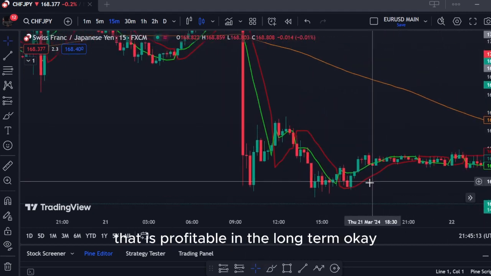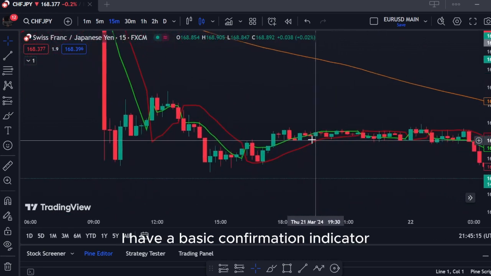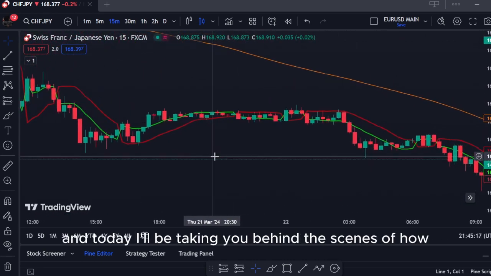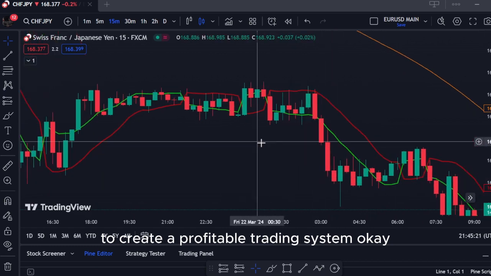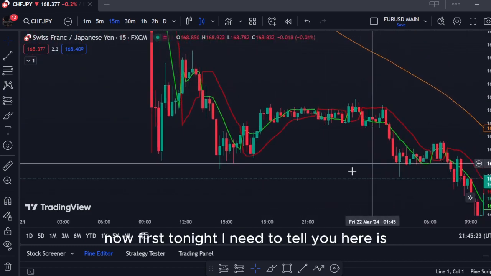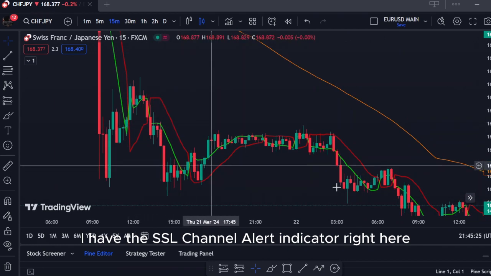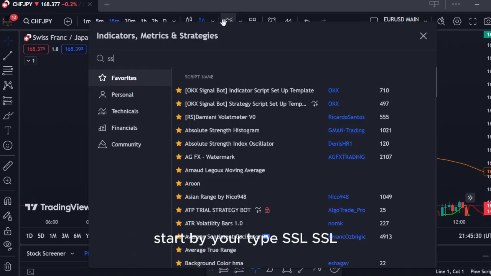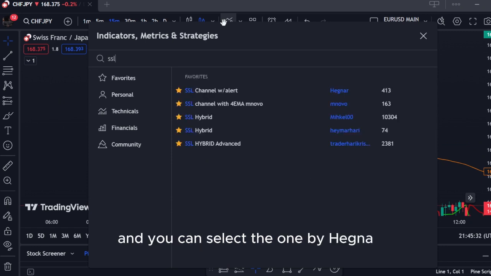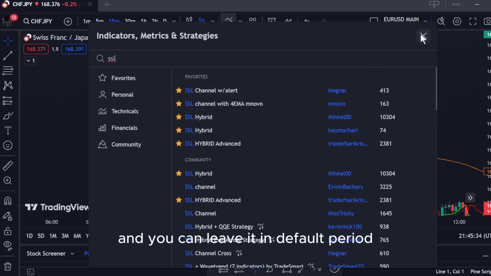the long term. Okay, now on my screen here I have a basic confirmation indicator, and today I'll be taking you behind the scenes of how to create a profitable trading system. Okay, now first thing I need to tell you here is I have the SSL channel alert indicator right here. To add it, you can click on your indicators tab and just type SSL, and you can select the one by Hegner, and you can leave it in default period.